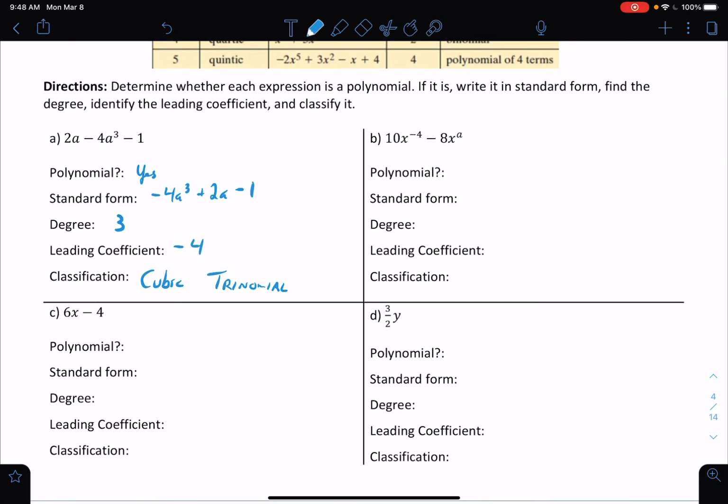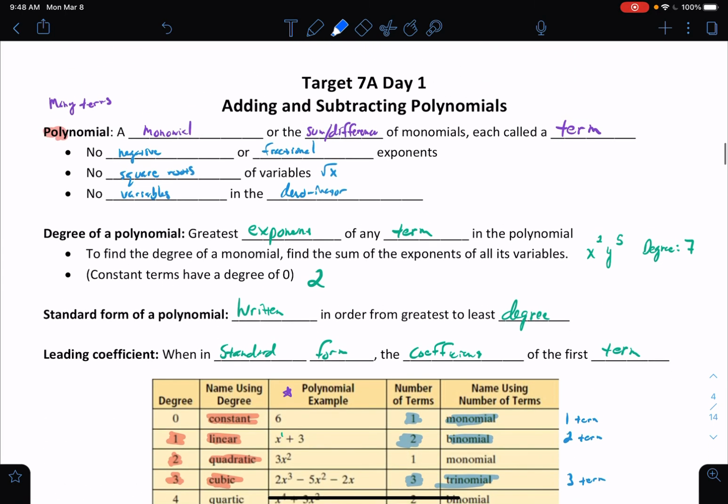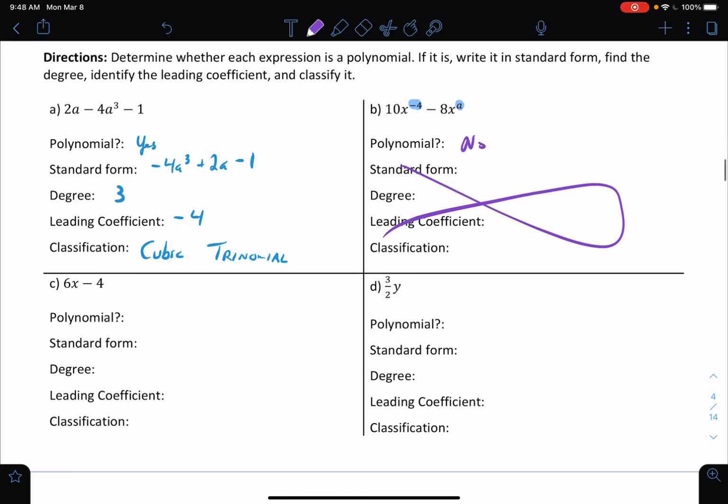Next up, we have 10x to the negative 4th minus 8x to the a. So, a couple bad things. This is not a polynomial, so we don't need to fill out this stuff because we have a negative exponent and a variable in the exponent. All right, so that might be important to add up here. No negative or fractional exponents or variables as an exponent. Our exponents have to be nice. So that's not a polynomial.